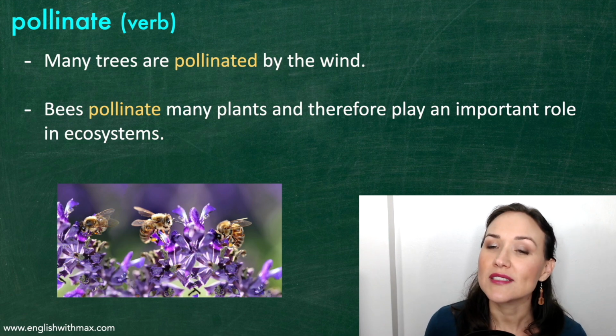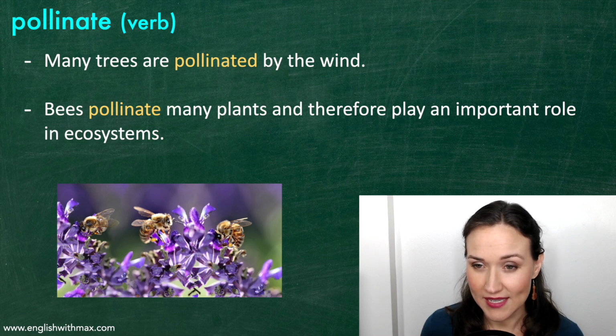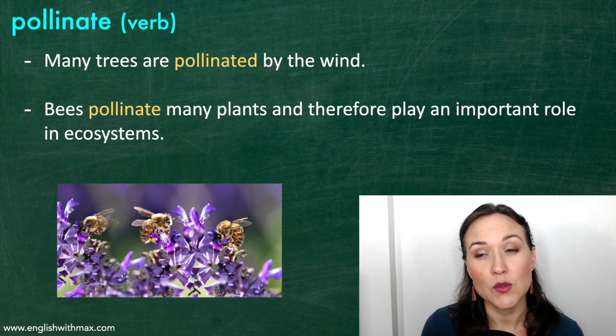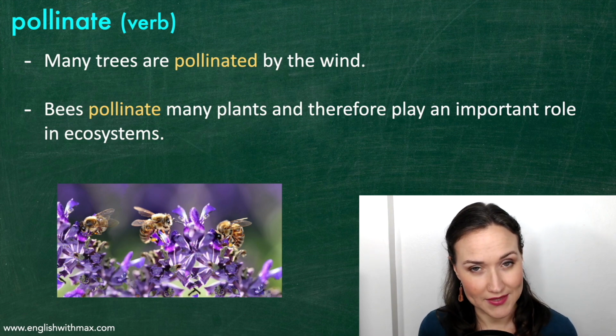Many trees are pollinated by the wind. Bees pollinate many plants and therefore play an important role in ecosystems.